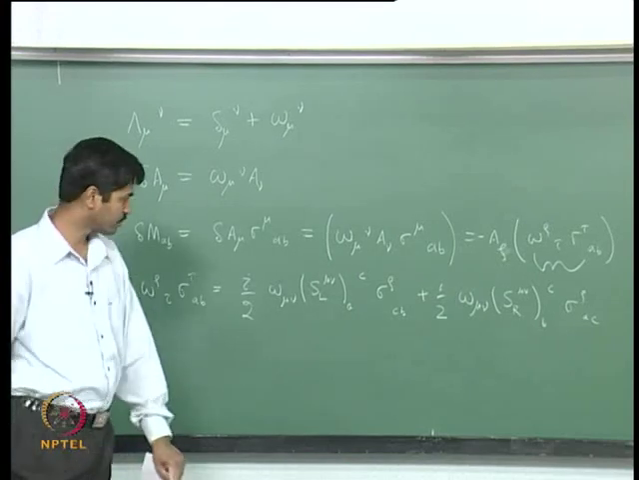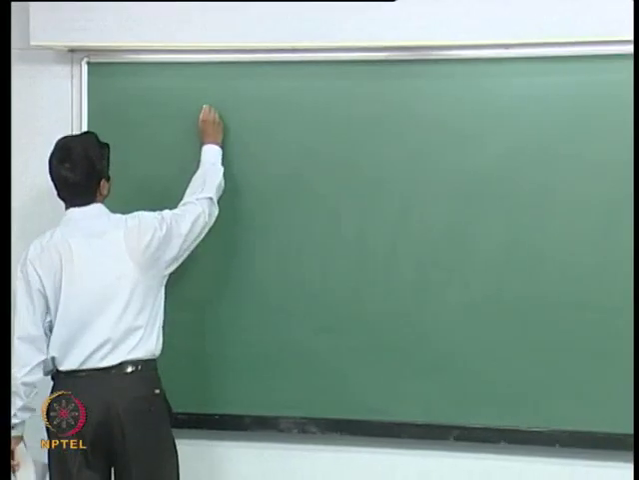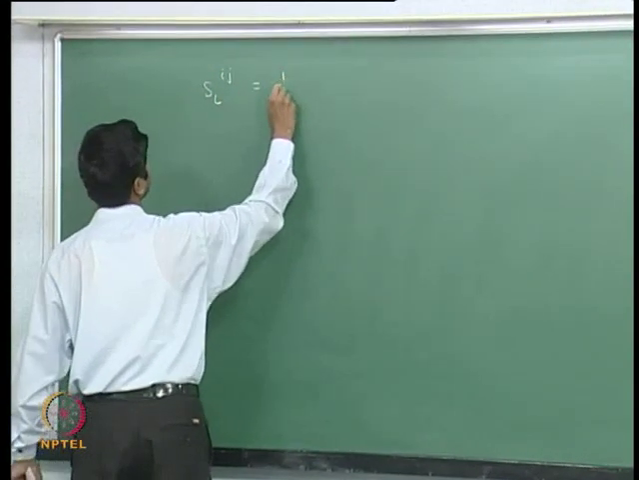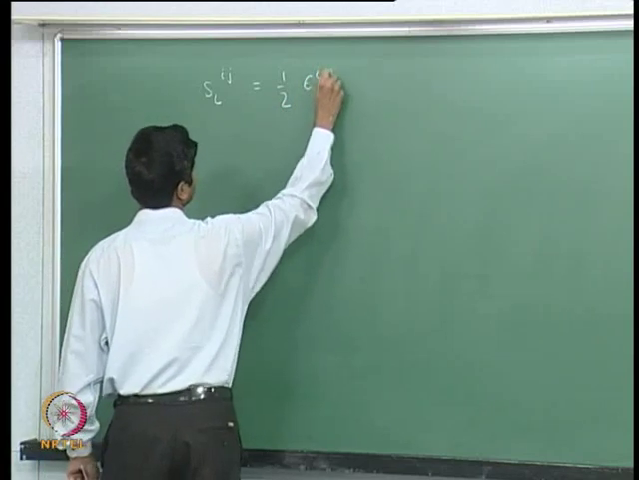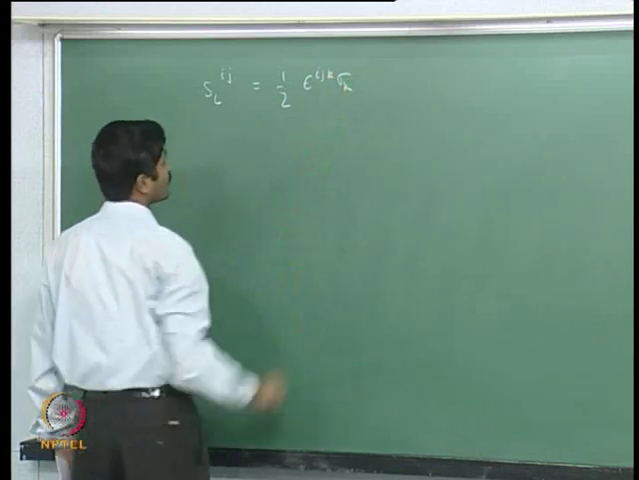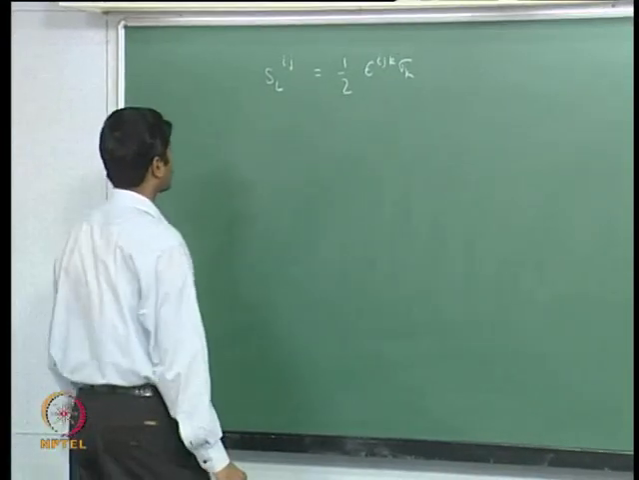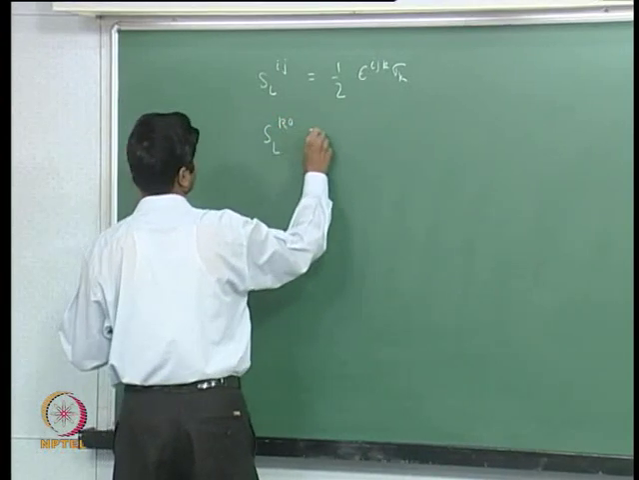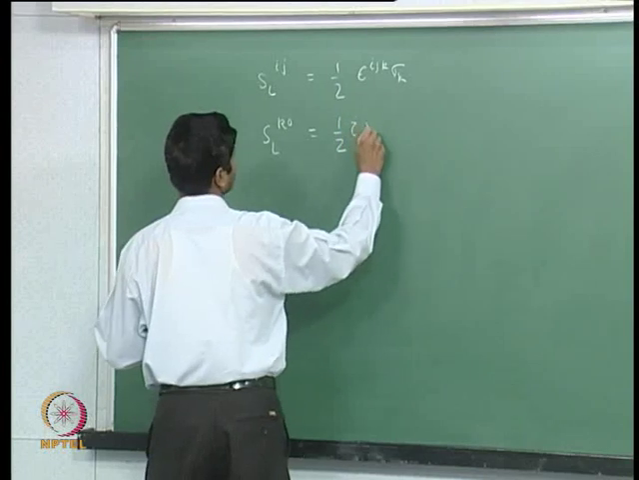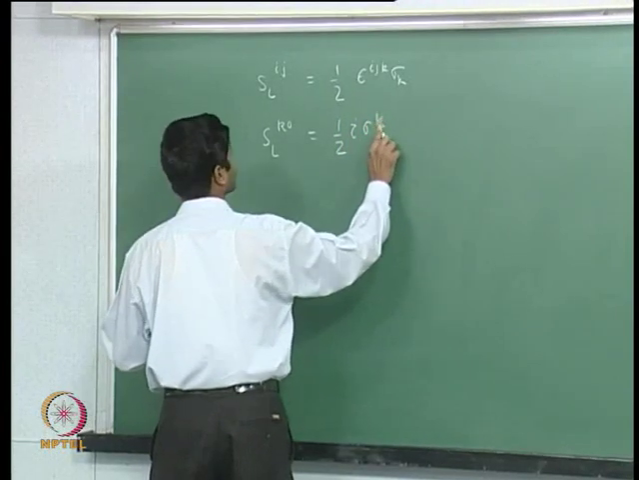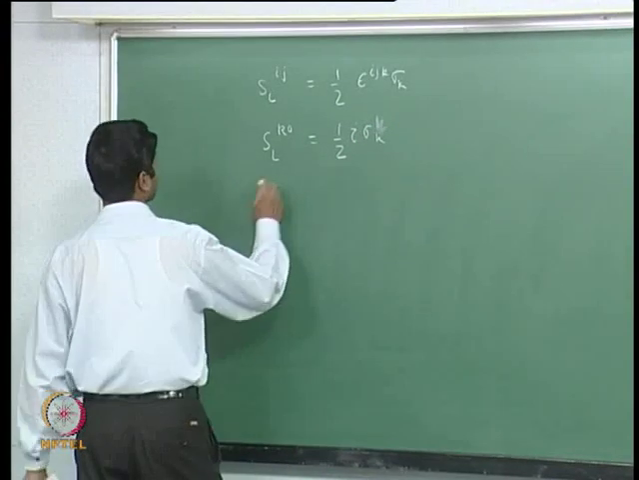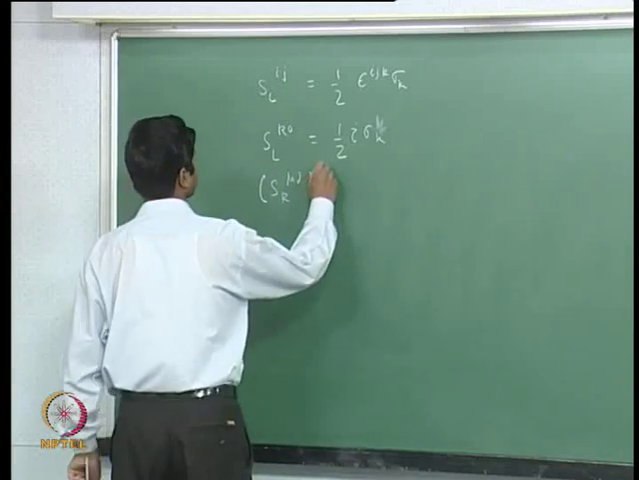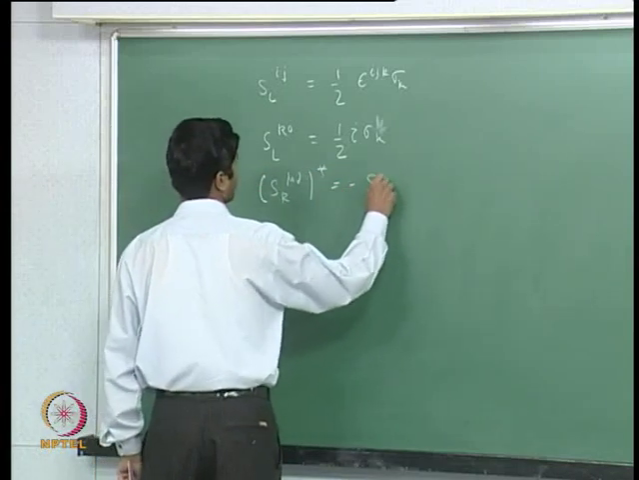So, S_L mu nu is: S_L ij is nothing but half epsilon ijk sigma k, and S_L k0 is half i sigma k. S_R mu nu star is minus S_L mu nu.